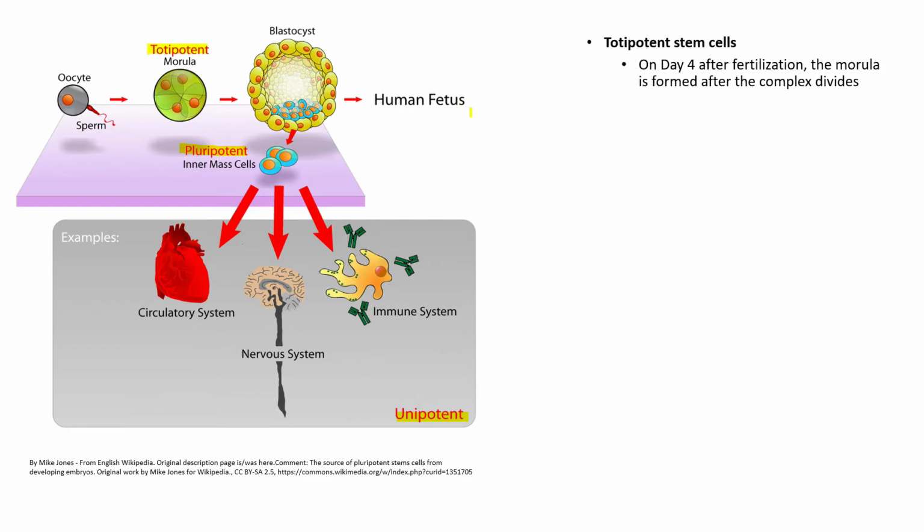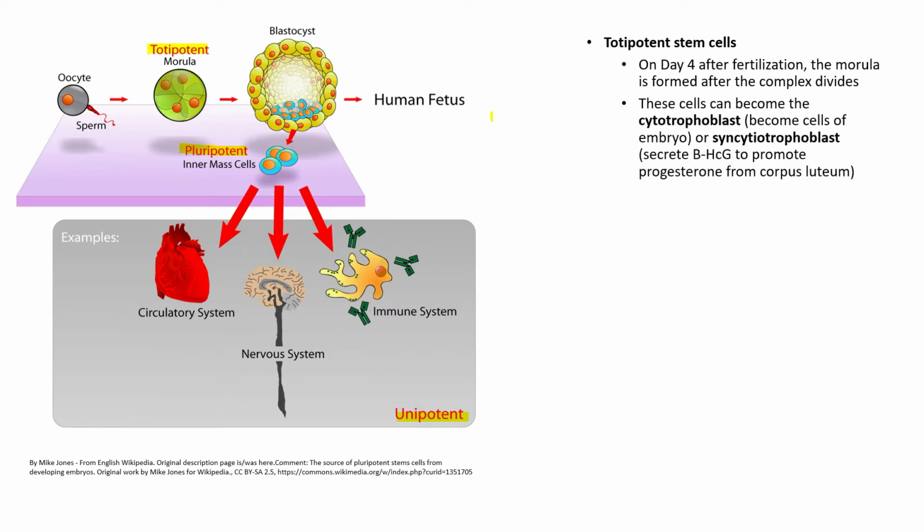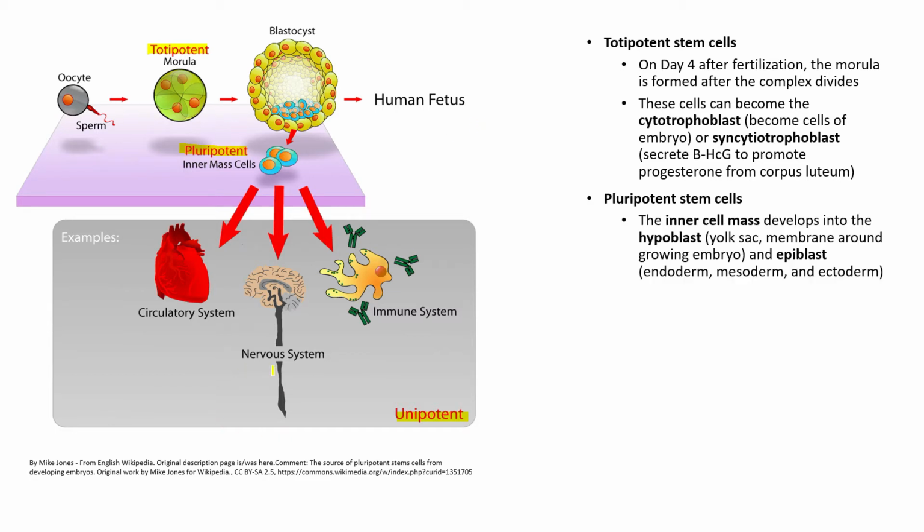So remember, totipotent stem cells are from the morula, so on day 4 after fertilization, while this fertilized egg is dividing, and these cells can become either the cytotrophoblast, which are cells of the embryo, or the syncytiotrophoblast. And remember, the syncytiotrophoblast is responsible for secreting beta-HCG to promote progesterone secretion from the corpus luteum early on in pregnancy.